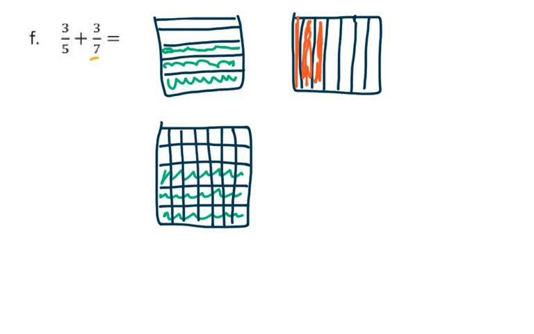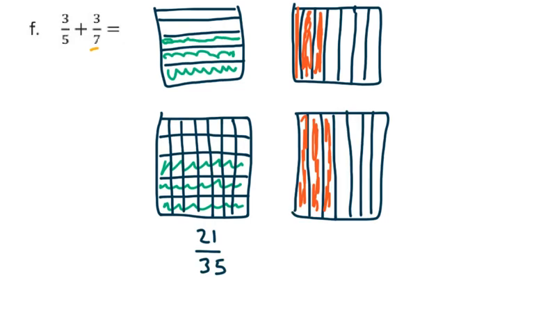Okay, and now I can count up my sections that are shaded in green. I have my fraction represented from that grid as 21/35. Now I have my 3/7, and now I'm going to partition to make 5 rows right on the same grid. And I'm counting those sections to get the equivalent fraction, and it's 15/35.